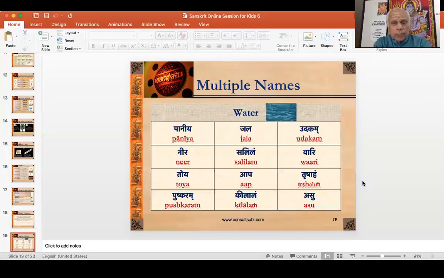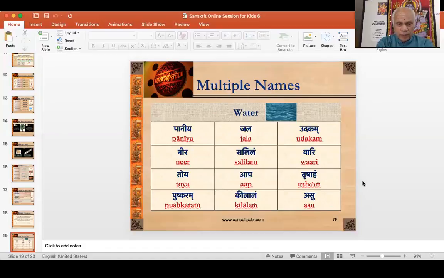Now, one of the beauties of Sanskrit is that for a single object, you have many, many names, multiple names. For example, if you say water in English, how many equivalents have you got? Hardly any. Maybe a chemical composition called H2O. But how can you describe water by any other name in English? Very difficult, right? You don't have. But in Sanskrit, you have more than 68 names, all describing water. I am giving you just about 12 of them.